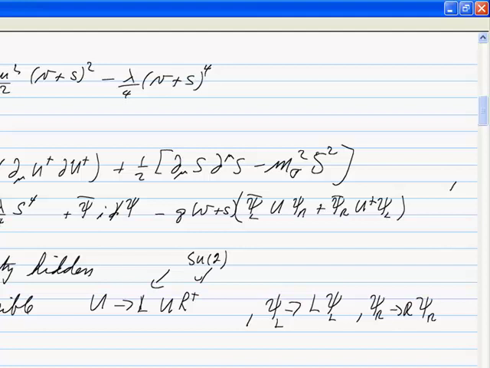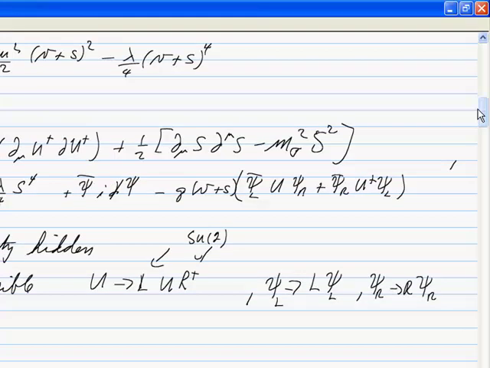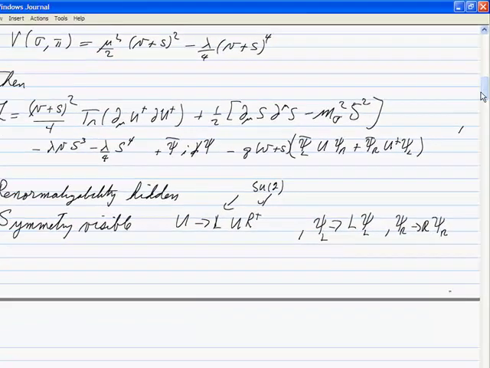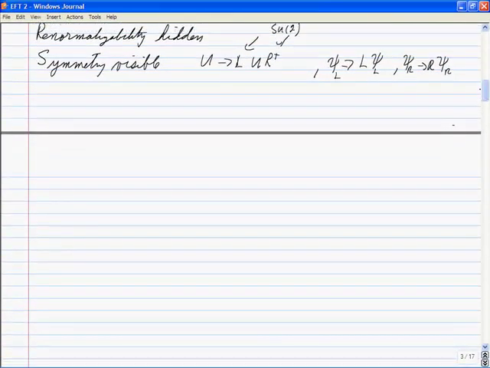So the other way was obviously renormalizable, but the symmetry was hidden. This way, the symmetry is visible, renormalizability is hidden. But that's what it is. Okay. So now let's do the scattering in this case again.